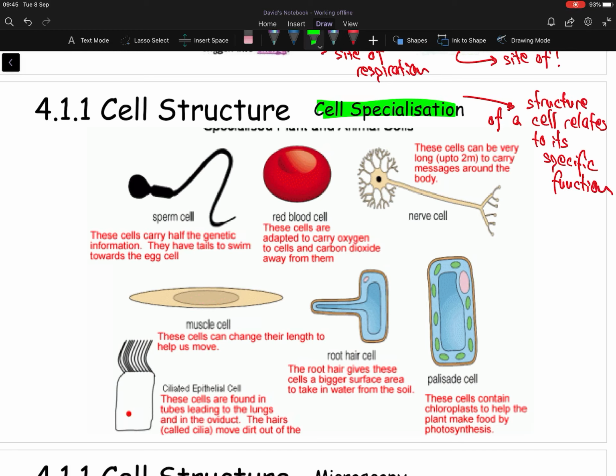So, for example, if you look at sperm cells, they carry genetic information. They do this for reproduction. And one of their adaptations is obviously they have tails to swim, so that they can meet eggs and fertilise.